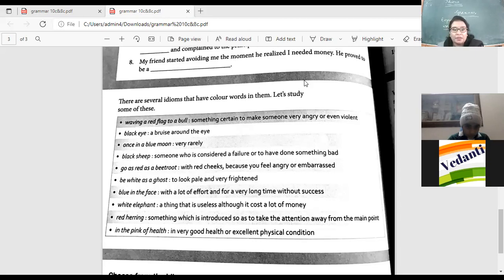Yeah. Blue in the face. You know, like what? You can't open something or you're making efforts to complete something. You go blue in the face with all the efforts, with a lot of effort and for a long time without success, right? So he got blue in the face trying to put up the tent, making an effort, or trying to fly a kite made him blue in the face, unsuccessful.